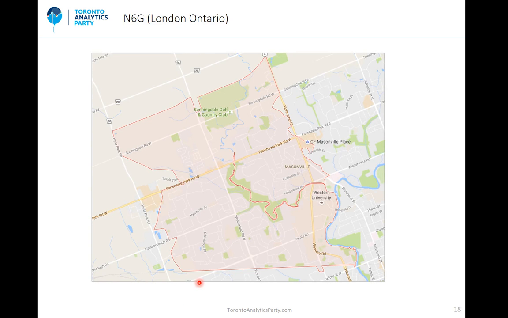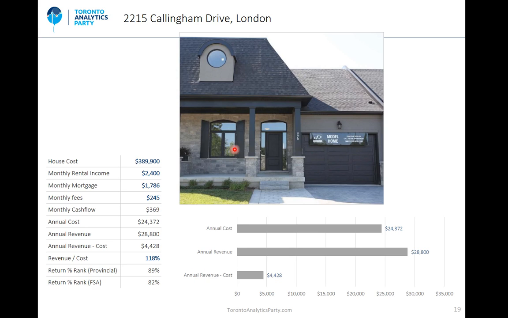Let's go over to London. Again, another area that looked pretty exciting and pretty interesting. We see a house cost here, this is a brand new development, as you can see, model home still plastered on that thing, at $390,000, which is a monthly mortgage of almost $1,800. The rental income for the units listed here is at $2,400 a month. Even with the monthly fees, we see the rental income covering 118%.